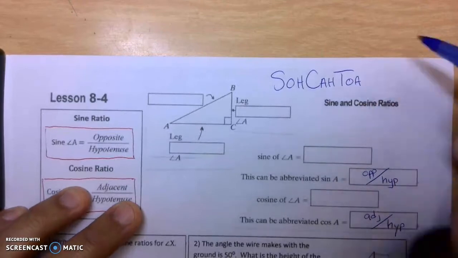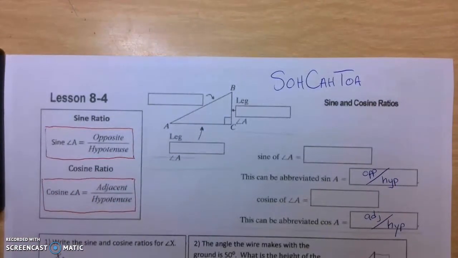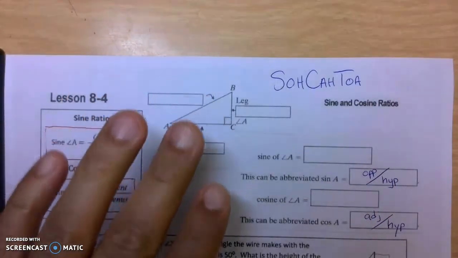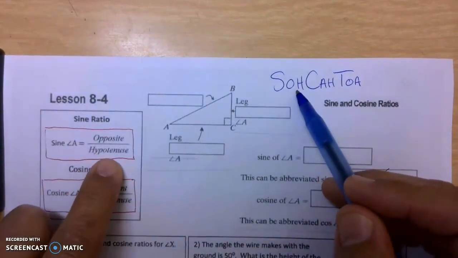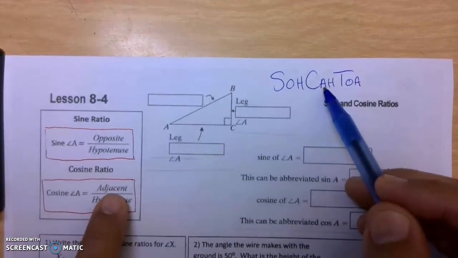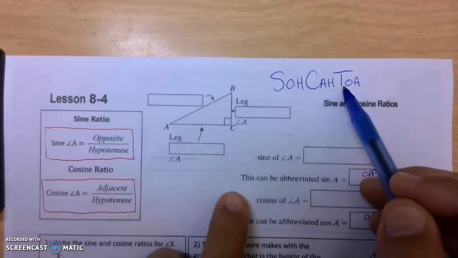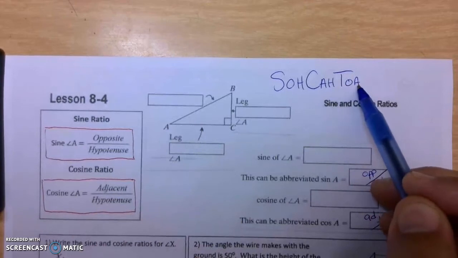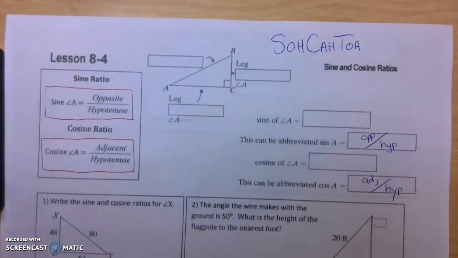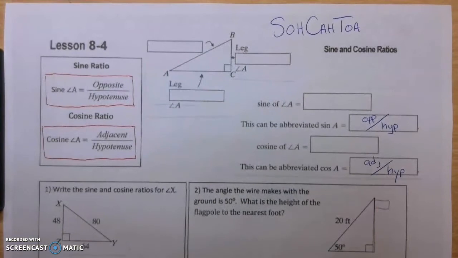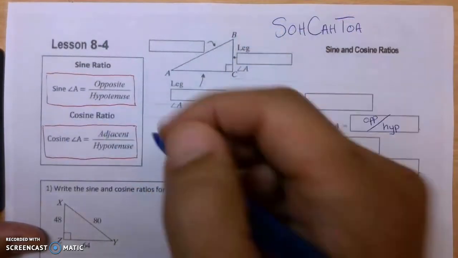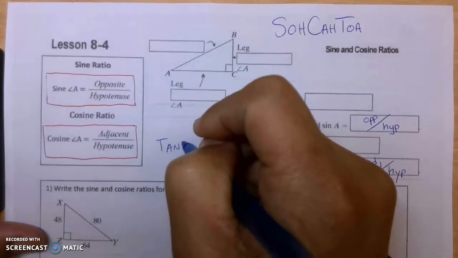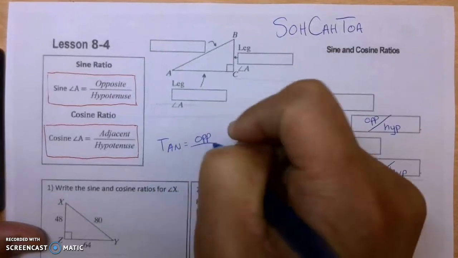SOHCAHTOA. Kind of like, please excuse my dear Aunt Sally, parentheses, exponents, multiplication, division, adding, subtracting. Well, this stands for sine is opposite over hypotenuse, cosine is adjacent over hypotenuse, and tangent is opposite over adjacent. Okay, so when we bump into one of these problems, you've got to choose correctly. Is it going to be sine, is it going to be cosine, or is it going to be tangent, which of course is opposite over adjacent.